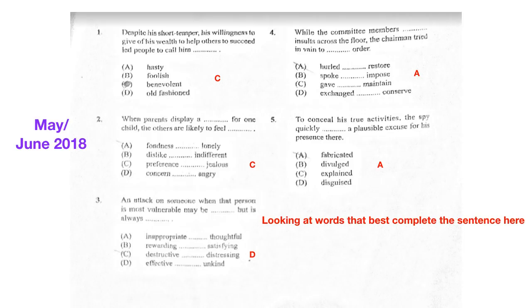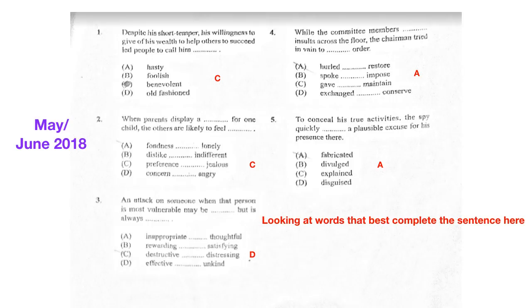I don't like that one. When parents display a liking for one child, the others feel indifferent. That doesn't make any sense. That's trash. C, when parents display a preference for one child, the others are likely to feel jealous. I like that option. D, when they display a concern, the other one feels angry. That's nonsense. I think the answer to number two is C. Let me know what you think if you disagree.